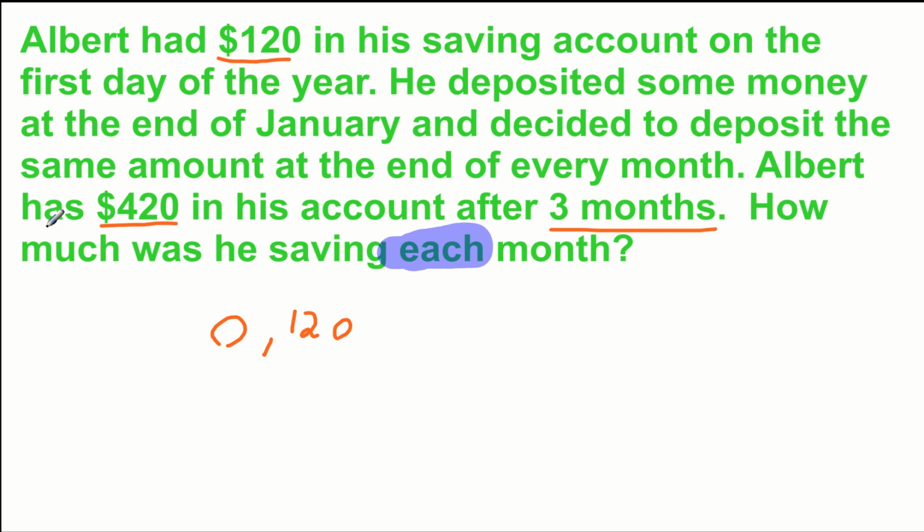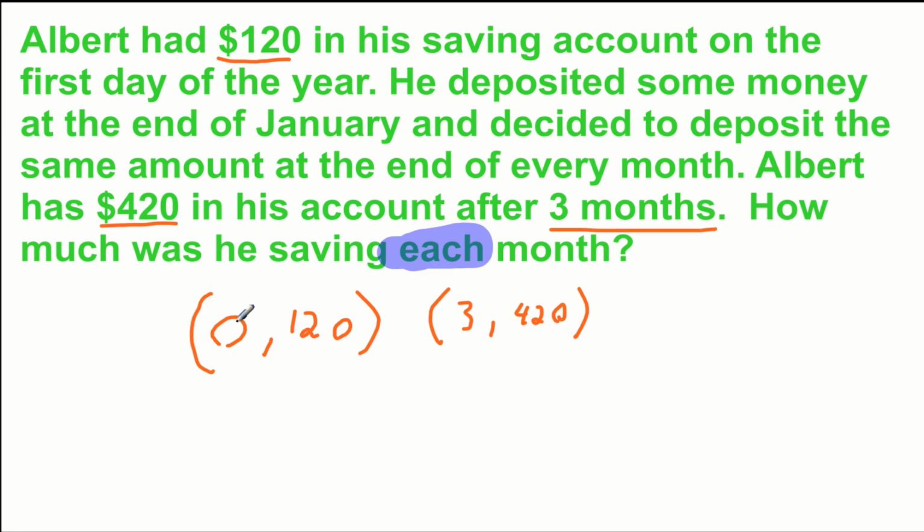Money is usually a y value. Time is usually an x value. Okay? So then our other ordered pair, we got to make sure we have it in the right order. So we got our 0 and 120. So my other ordered pair, I'm going to have 3, and I'm going to have 420. Okay? So now we find the slope.